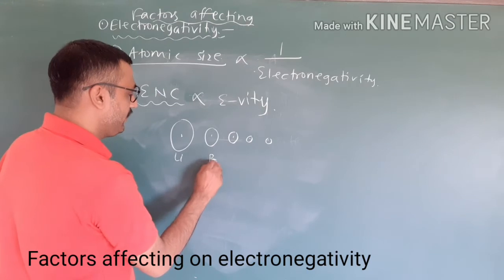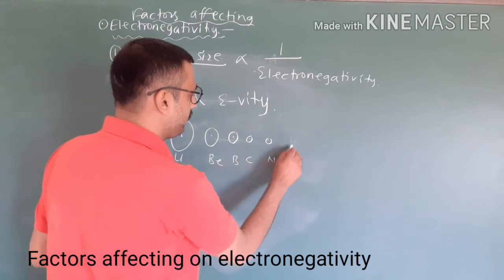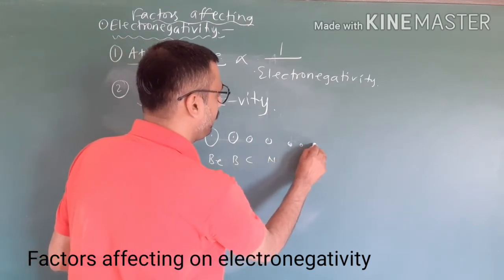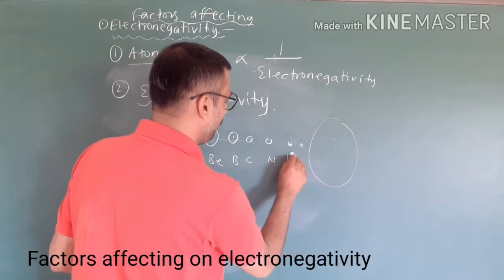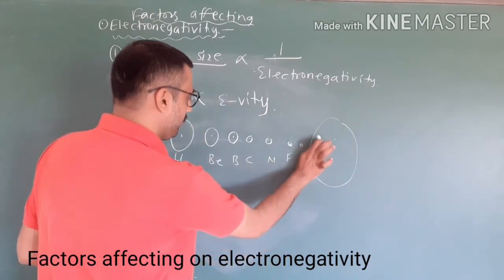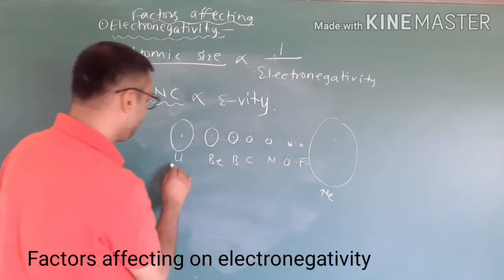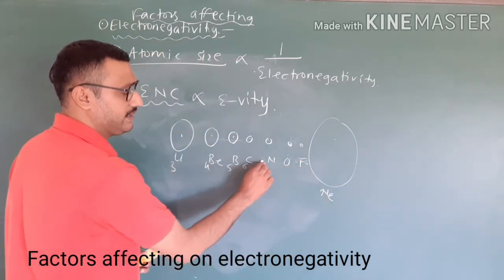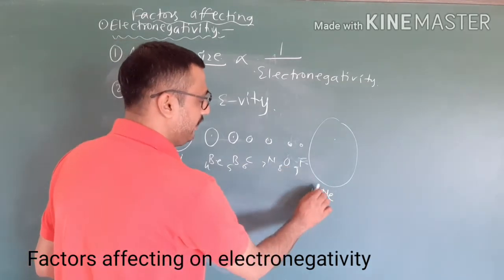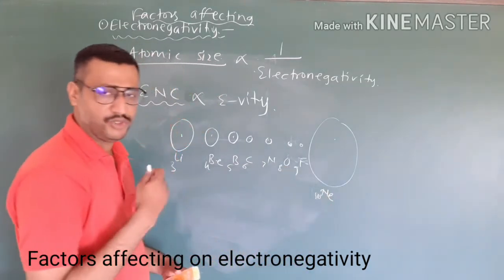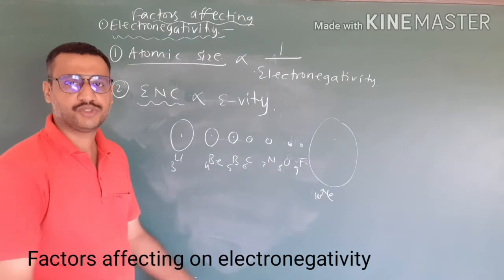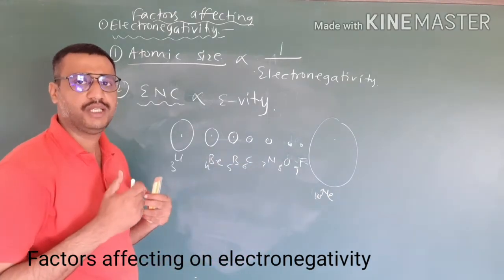So what we are observing here is lithium, beryllium, boron, carbon, nitrogen, oxygen, fluorine and neon. The atomic numbers are 3, 4, 5, 6, 7, 8, 9 and 10. This many protons are there. Nuclear charge increases from left to right, so that's why the ability to pull the electron increases.